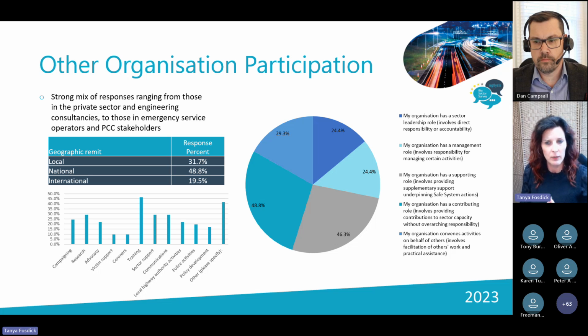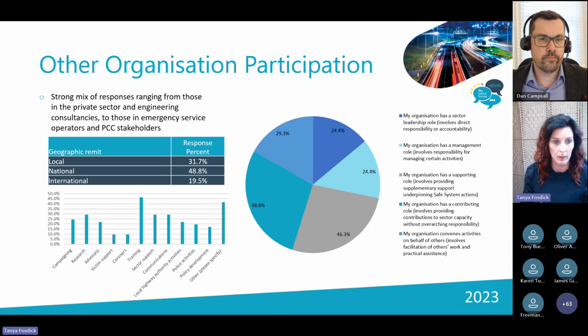There's a greater spread with these organisations between being local, national, and international, and they undertake a wide range of different activities, from training and research to other activities, which included everything from fleet management, crash site investigation, policy and standards preparation, and road safety auditing. So there's an awful lot going on amongst those who are very important to the safe system, and perhaps we wouldn't have been able to capture that in previous years in other ways.